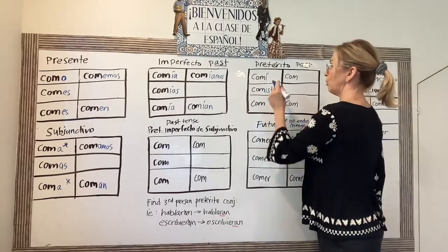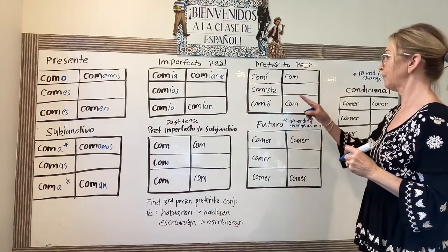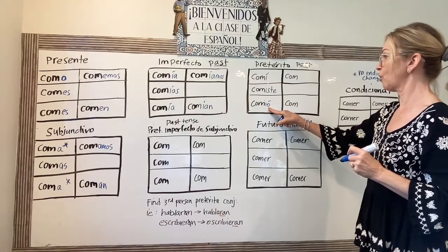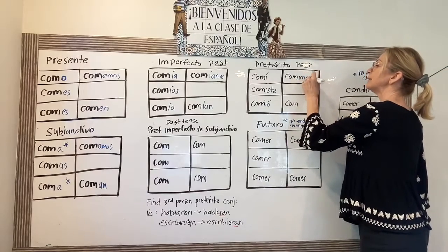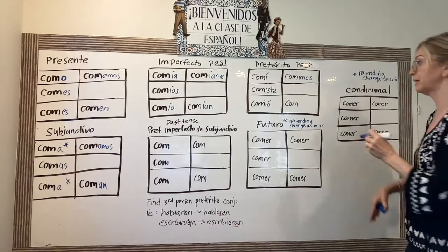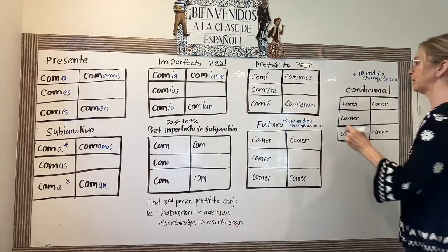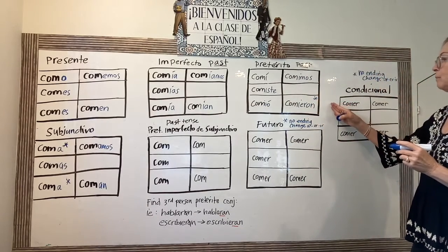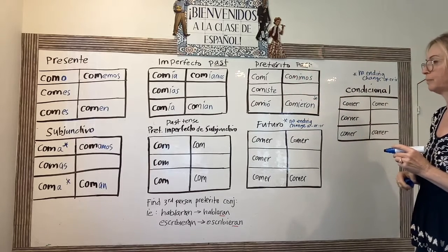Ooh. Comí, comiste, comió, right? So it was habló with an accent. So this one is comió. You put an I in there. Comimos, right? This is preterite, comimos. It's an ER verb. That's just iste, ió, imos. And then this one is ieron. And this is going to become really important when we learn how to form the imperfect subjunctive. So comí, comiste, comió, comimos, comieron.